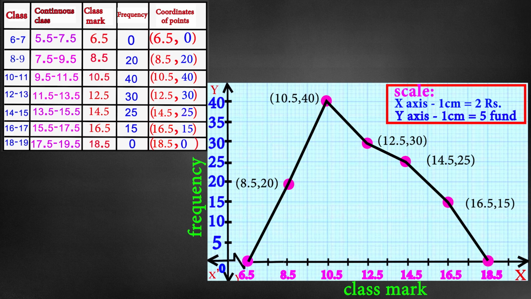Without drawing histogram, we could draw frequency polygon. Students, don't forget to plot class mark on x-axis and frequency on y-axis. Write the scale on right corner of graph paper.